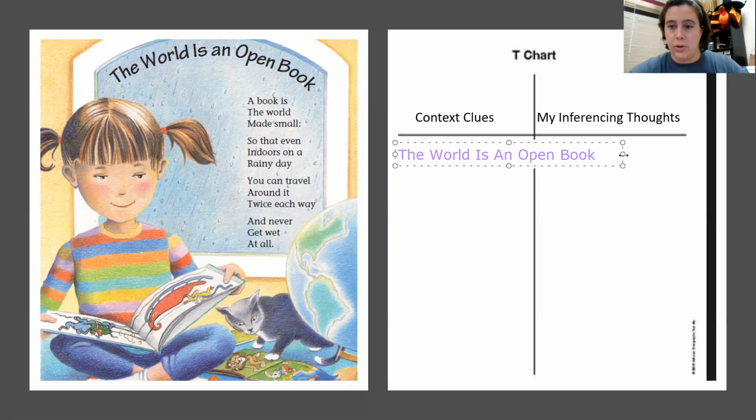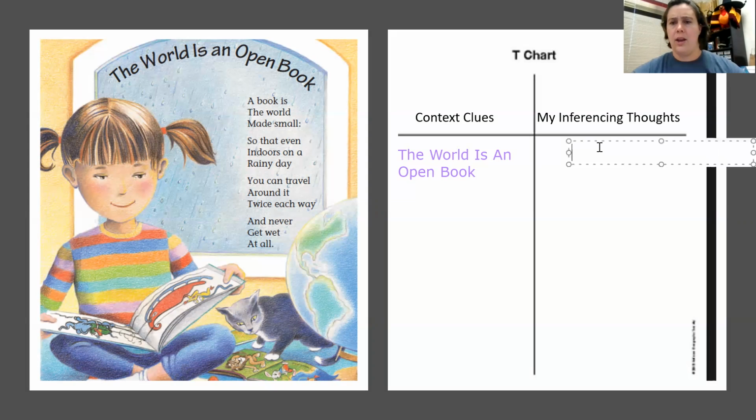I want to make sure that this stays kind of on this side. All right, so that's my context clue right there. The world is an open book. Okay, so just based off the title, the world is an open book. Well, when I open a book, whenever I read, it usually takes me to a different world. So when I'm reading Harry Potter, obviously Harry Potter is not real, but it's taking me into a different world. So I wonder if that's kind of a connection.